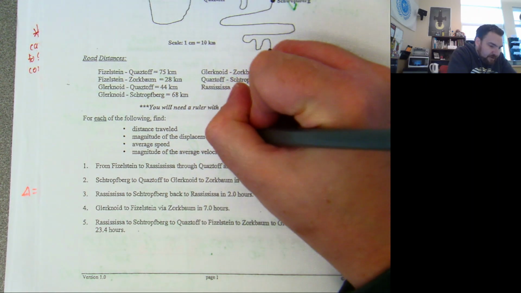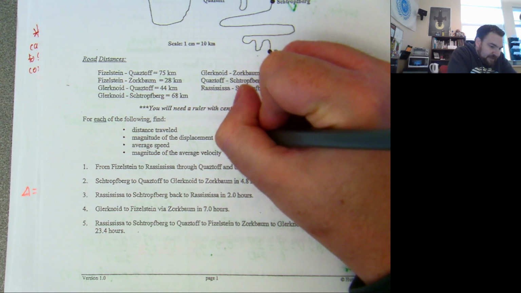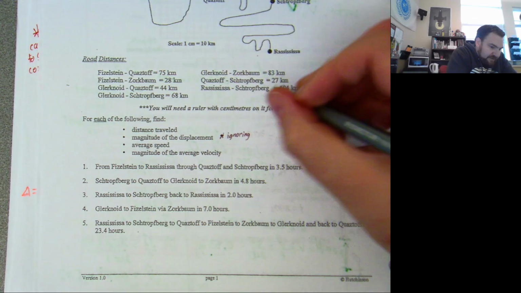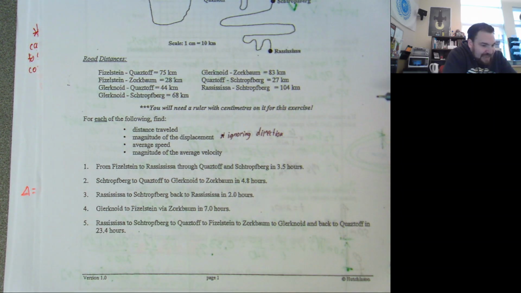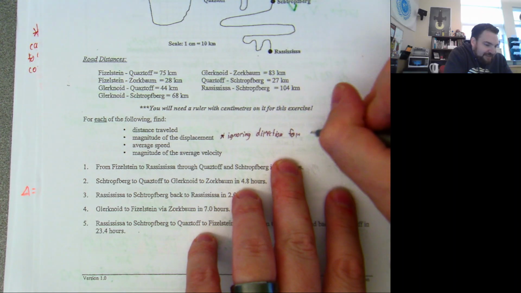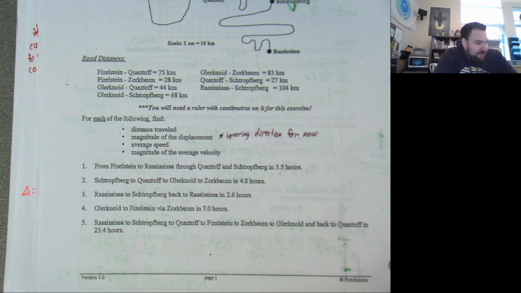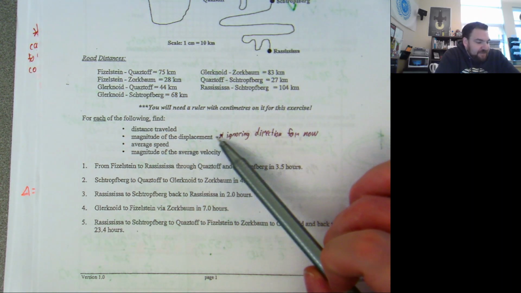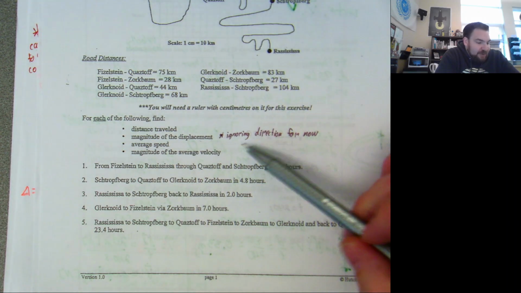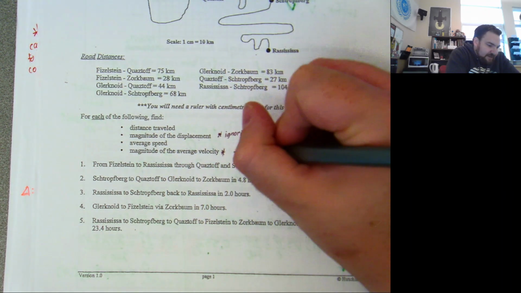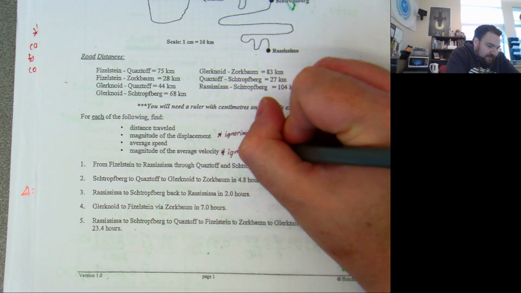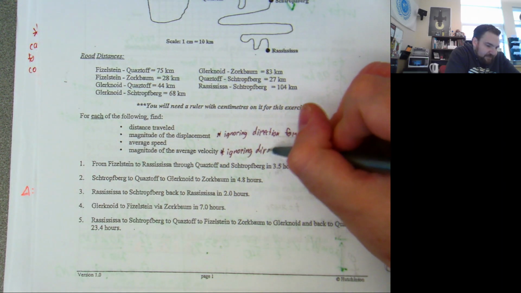So here we are ignoring direction. Actually, you know what? Should we ignore direction? Yeah, let's ignore direction. Make your life a little easier. We're going to ignore the direction of displacement. You can just tell me how big the displacement is. You can ignore direction for now. The average speed and the magnitude of the average velocity, also ignoring direction for now.